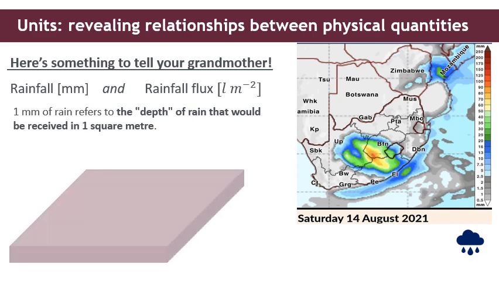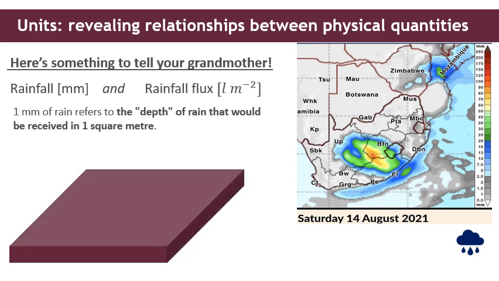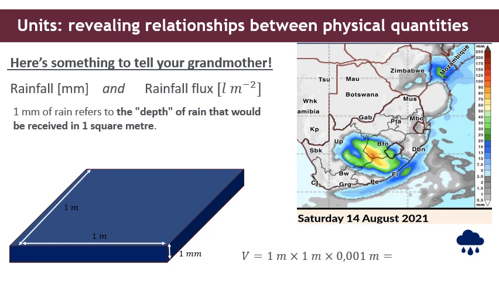Let's draw a diagram. So here's a box that has a length of 1 meter, a breadth of 1 meter, and importantly, a depth of 1 millimeter. Now I'm going to fill that box with rainwater, and I want to know what is the volume of water that we have in that box. So I'm going to go length times breadth times height.